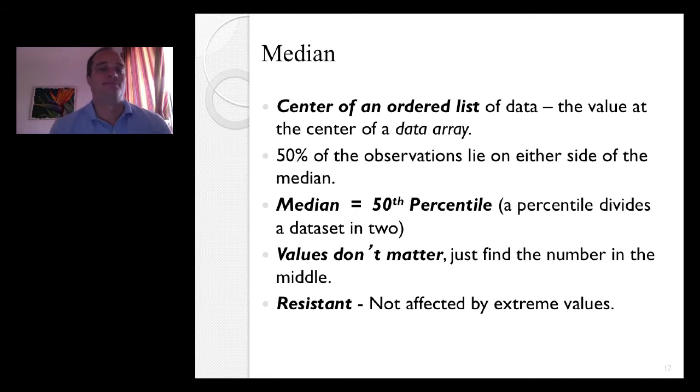The median is the center of an ordered list of data. So rank your data from smallest to largest, for example, and whatever the median is, 50% of the observations lie on either side. So it's the 50th percentile. Of course, a percentile, I'll remind you, divides a data set into two. The values don't matter. Doesn't matter what Bill Gates is earning or any unemployed person is earning. It's whatever happens in the middle. So it's resistant to extreme values.